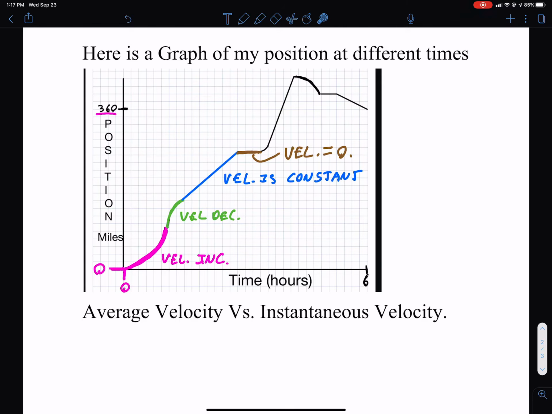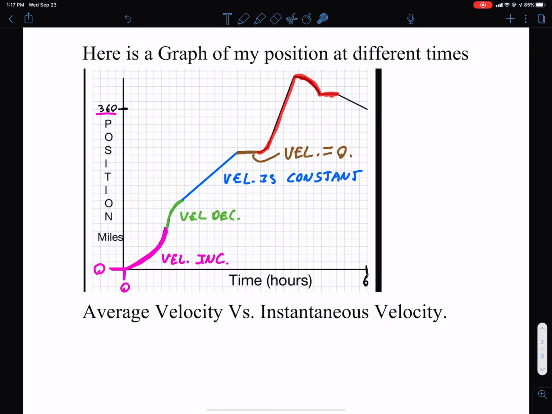And the rest of the trip, let's talk about this. So my velocity increases. Now I'm going constant velocity. Oh, that's where I realized, hey, I went too far. I got to turn around. So now I'm going backwards. My position's getting less and less. I'm getting closer to home.